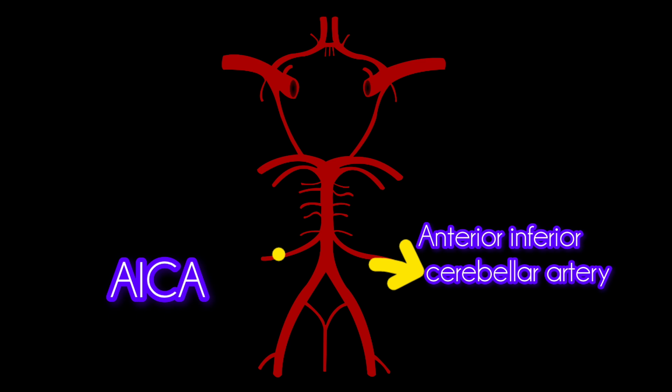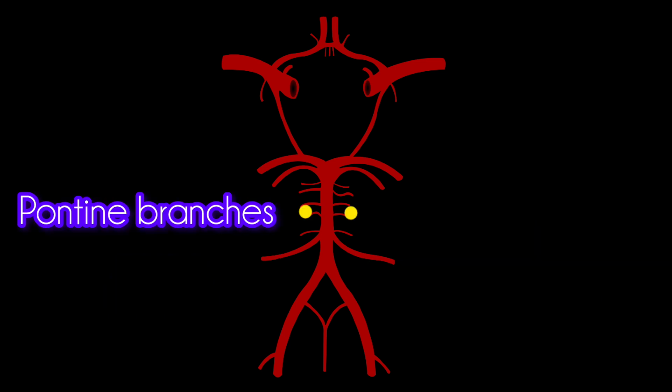The next one is the anterior inferior cerebellar artery, and these arteries are the first branch of the basilar artery. The right and left anterior inferior cerebellar artery is also called AICA. AICA and PICA are easy words to remember for the anterior inferior cerebellar artery and the posterior inferior cerebellar artery. And next, from the basilar artery, five small branches arise, called pontine branches, and these branches supply blood to the pons.